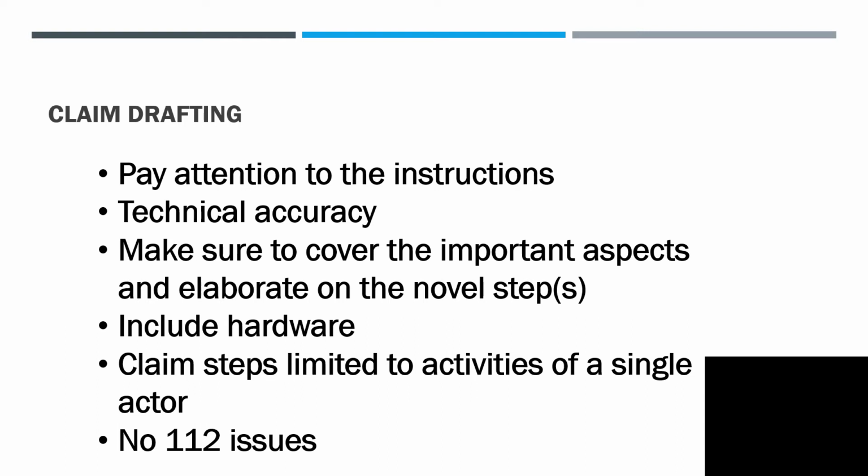And then what goes without saying is there shouldn't be any 112 issues. We're talking about one claim of moderate scope. Make sure you pore over it to make sure there's no antecedent basis issues or any other issues like typos and those kinds of things. That the steps flow together. There's no step that's hanging out there by itself that's not tied to anything else in the claim, and those kinds of things.